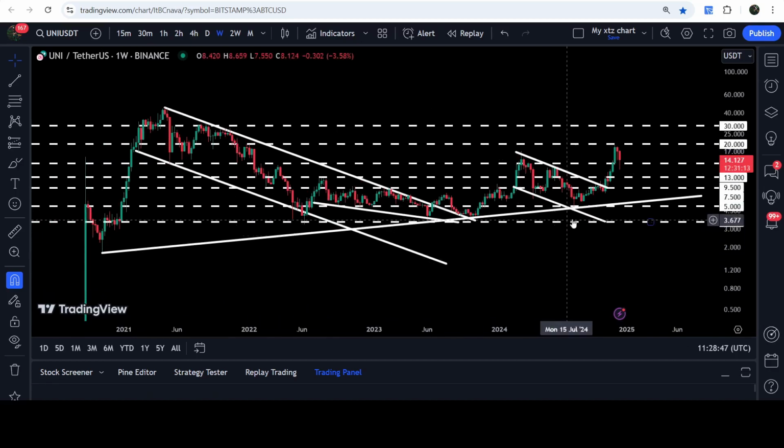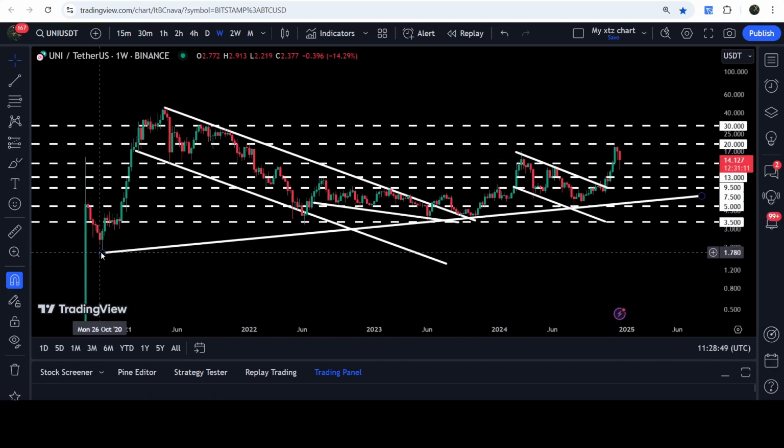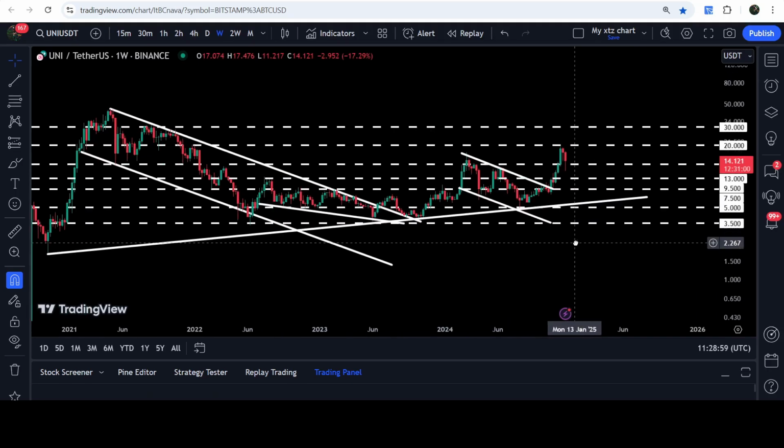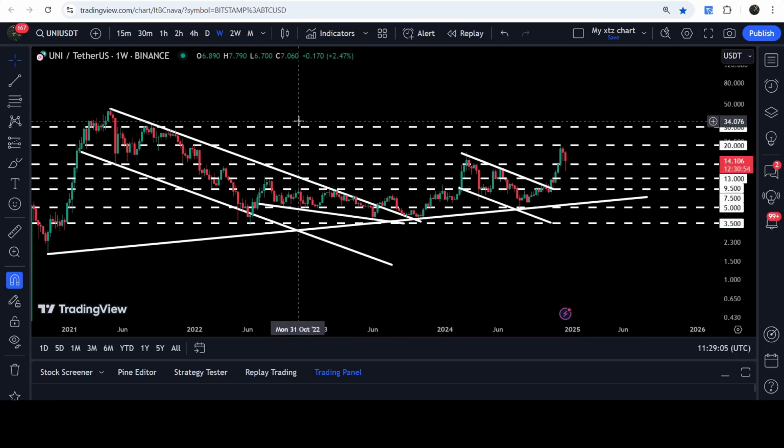Here we also have quite a long-term up trend line support that is coming from the month of October 2020. We had a bounce here, another bounce here, another bounce here, and this is the most recent bounce that we have here in the month of July 2024. And for example, if the price drops down here, then again it can work as a strong and long-term support for the price line of Uniswap.